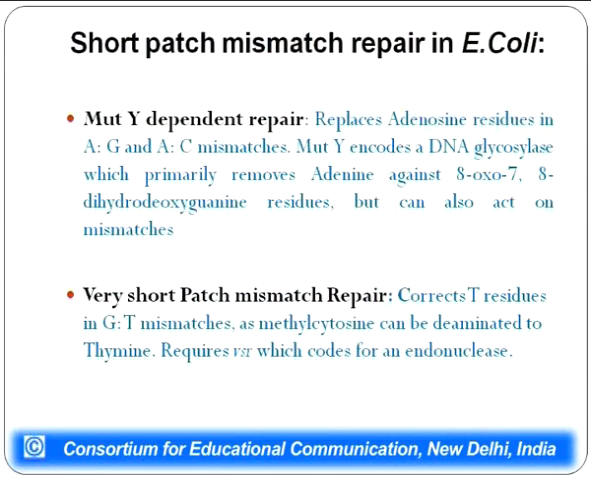There are short patch mismatch repair systems existing in E. coli which are not MUT-S, MUT-L and MUT-H dependent. One is MUT-Y dependent repair, which replaces adenine residues whenever it finds AG and AC mismatches. It primarily removes by glycosylase activity, but it can also act on mismatches. Also, there is another type of repair mechanism, very short patch mismatch repair, which removes T residues from the GT mismatches. However, this system requires the presence of another endonuclease which is coded by the VSR gene.